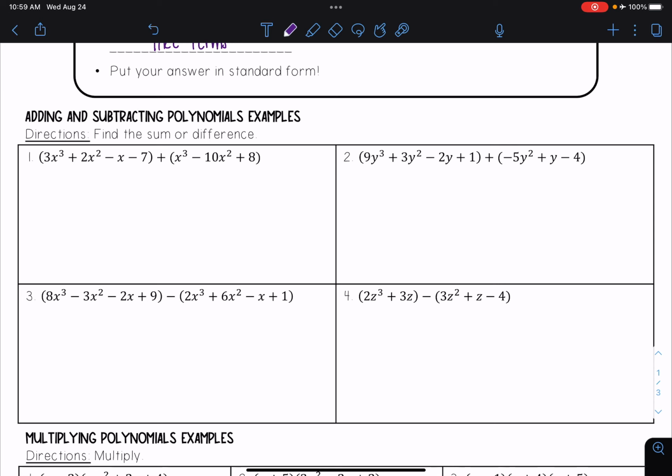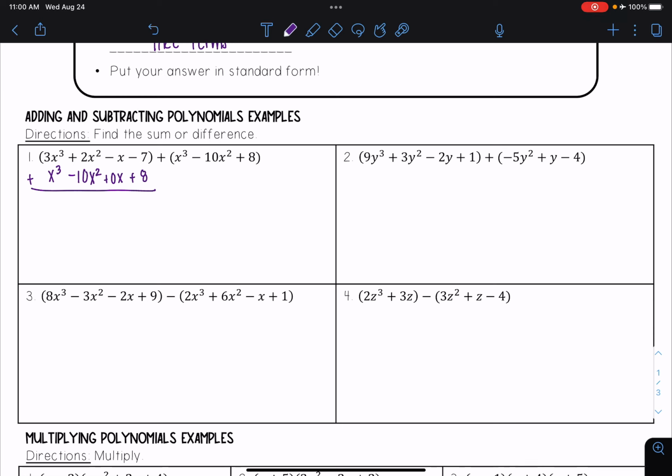So this x cubed, I'm going to be adding it to the 3x cubed, the minus 10x squared, I'm going to add that to the 2x squared, and 8 I'm going to add to 7. I know that there's no x term on my second polynomial, so I can just put a 0x just as a placeholder. And now I'm going to go ahead and add this like normal.